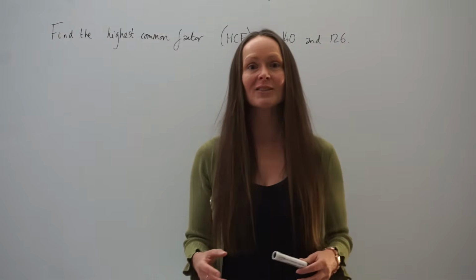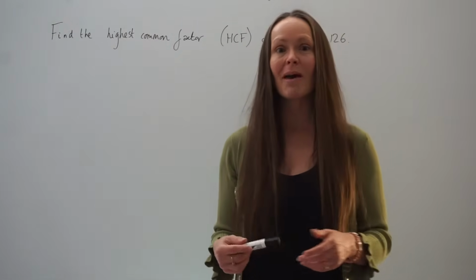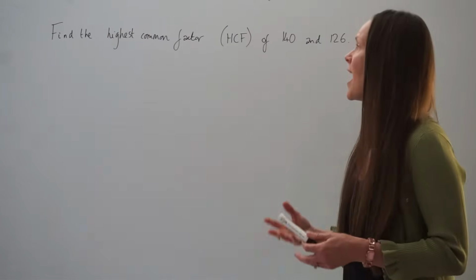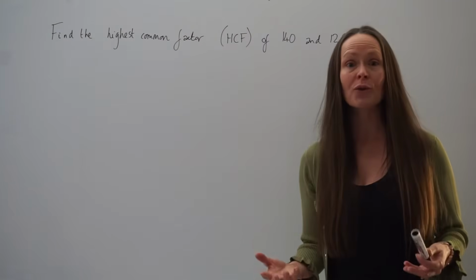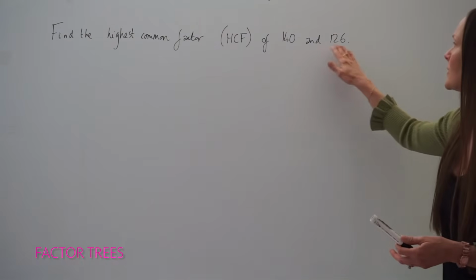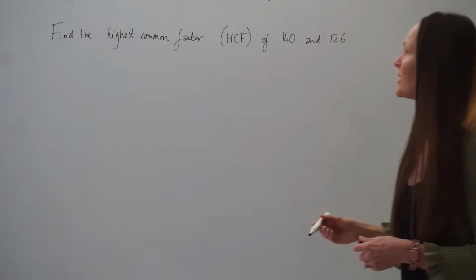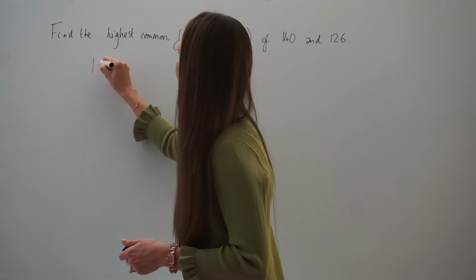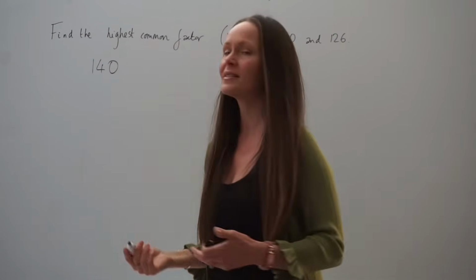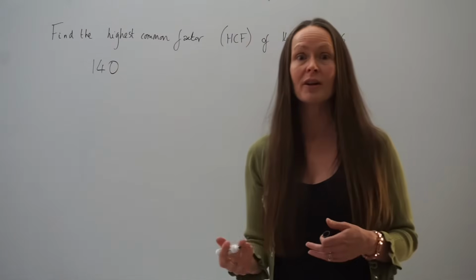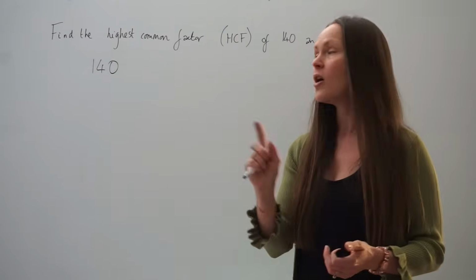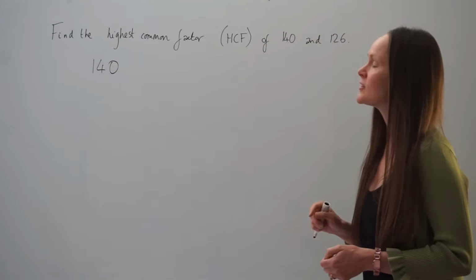Find the highest common factor of these two numbers, I'm going to use a method called prime factorization. And the first thing I need to do is draw out factor trees for each of these numbers. Okay, so I'm going to start with the number 140. And if you need more practice on factor trees and finding the product of prime factors, I do have another lesson on that, so you might want to watch that one first.